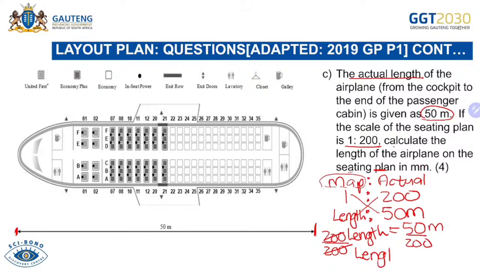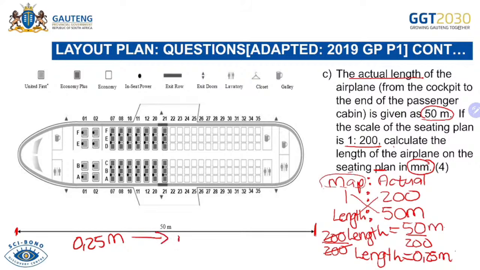Therefore, length is equal to 50 divided by 200. The answer that we are getting there is 0.25. But remember, it is 0.25 meters. And what was the instruction? They want the distance in millimeters. So now you must convert from meters. You must convert 0.25 meters.